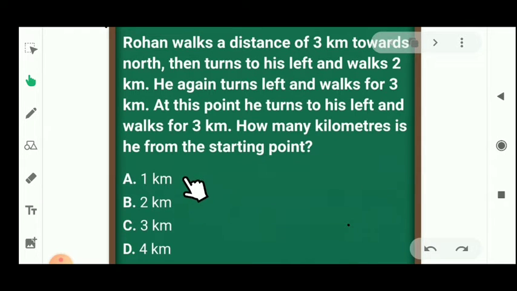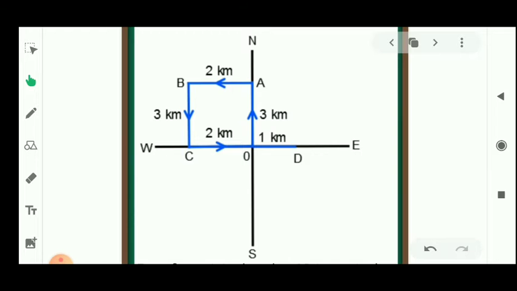For this question there are four options A, B, C and D. Let's see the solution of this question. For the solution, students, firstly you have to draw this direction diagram, that means east, west, north and south. After making this diagram, let's see the solution.